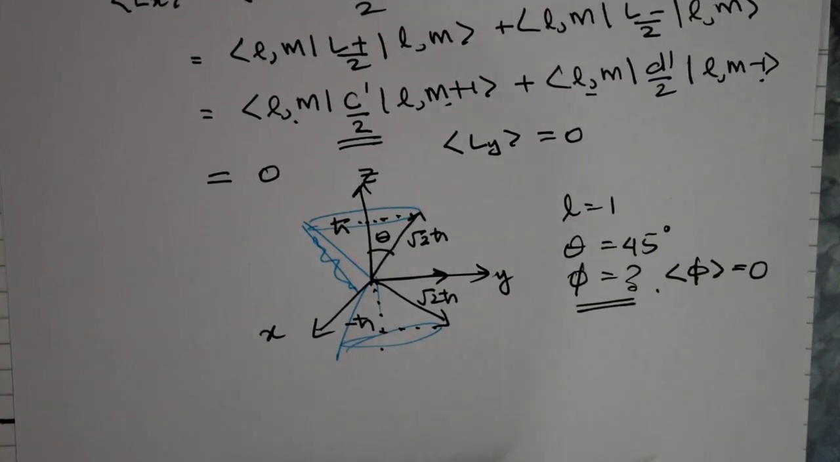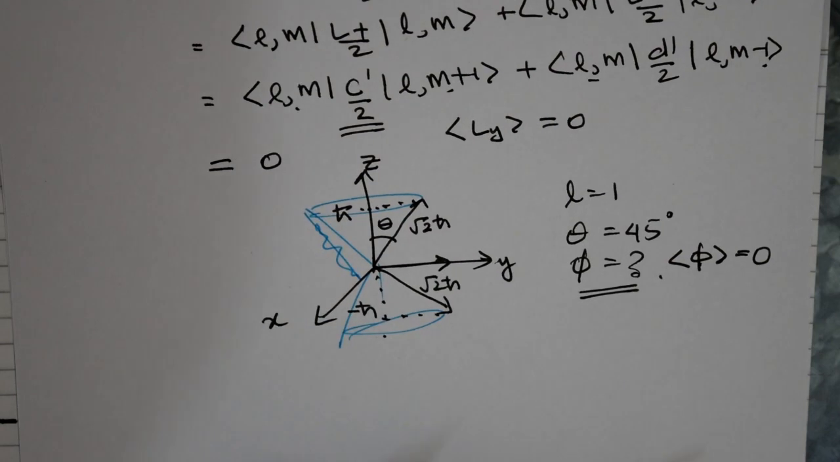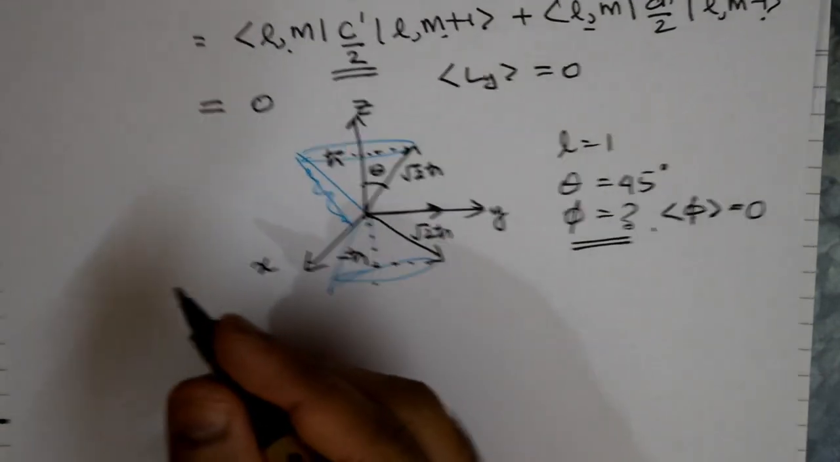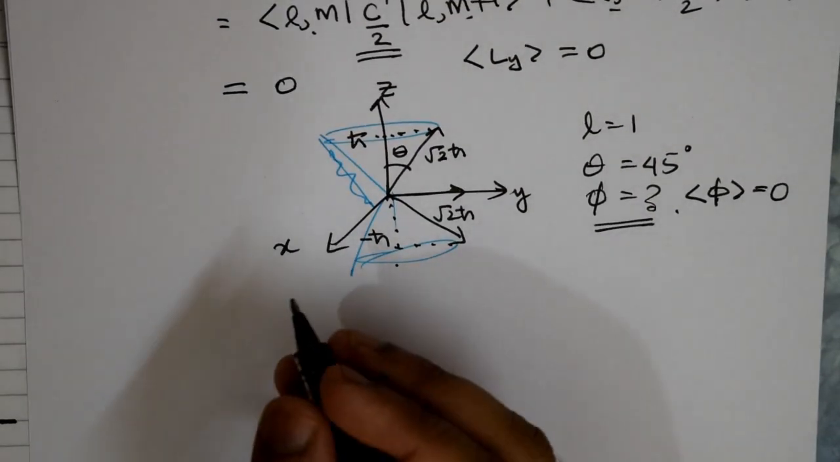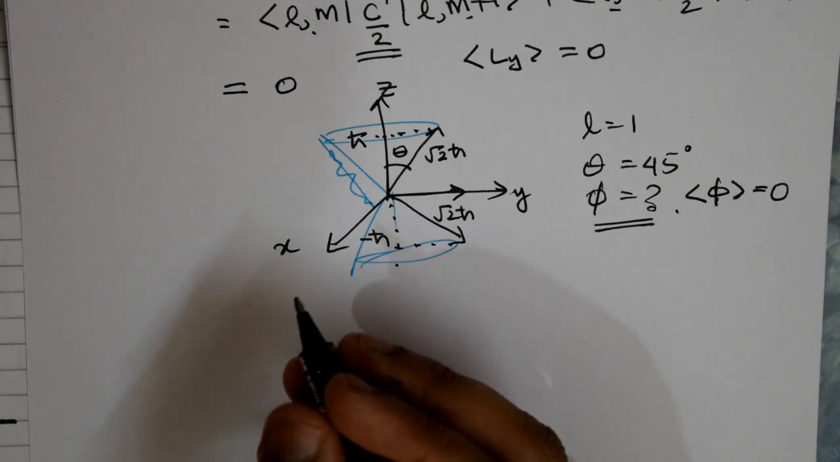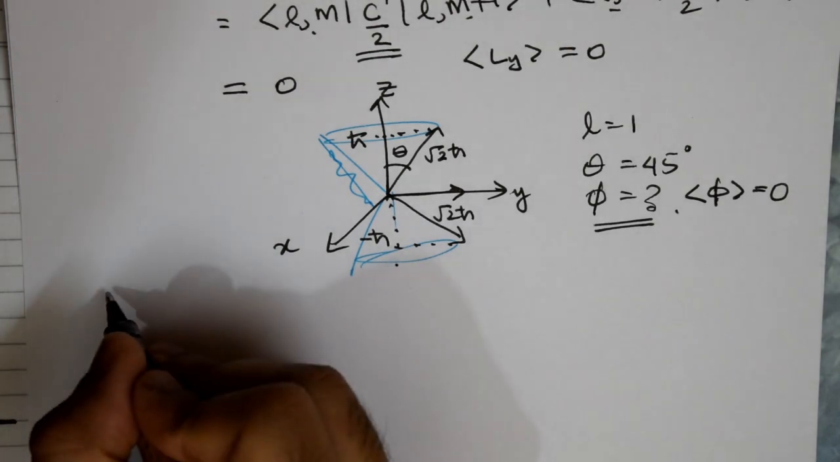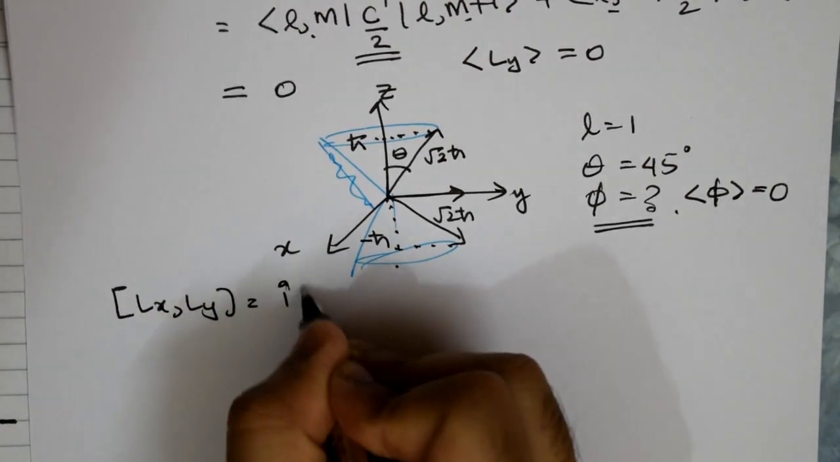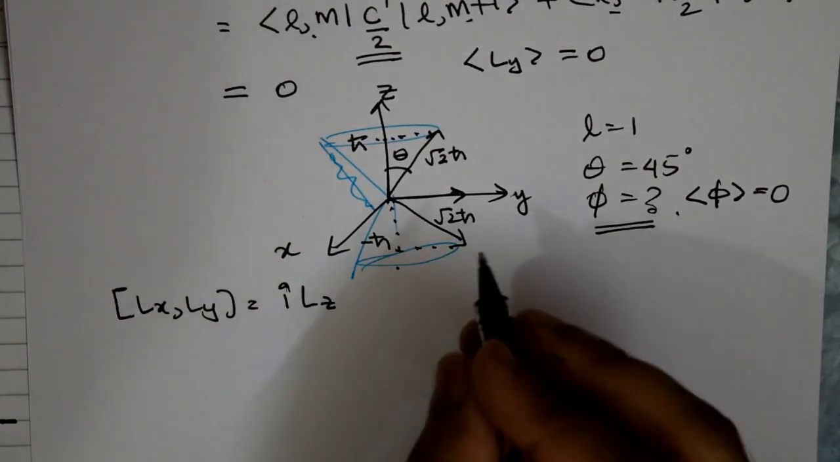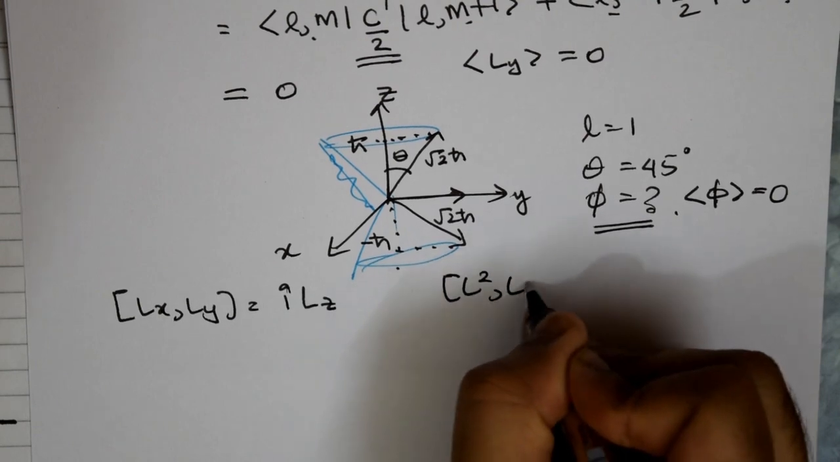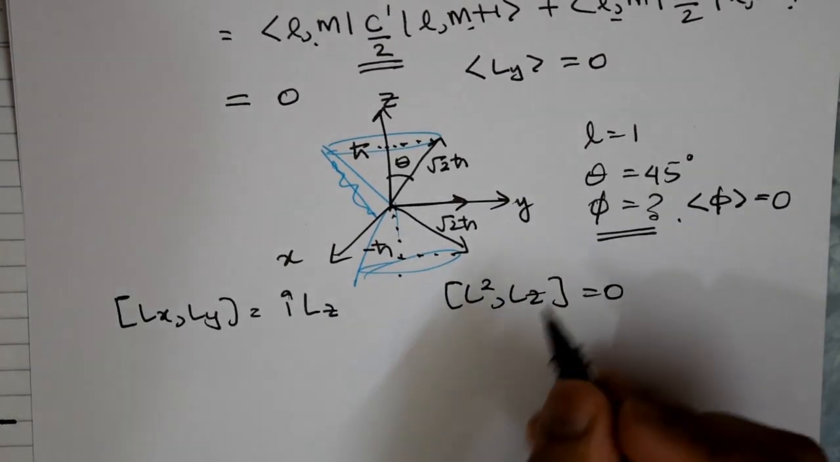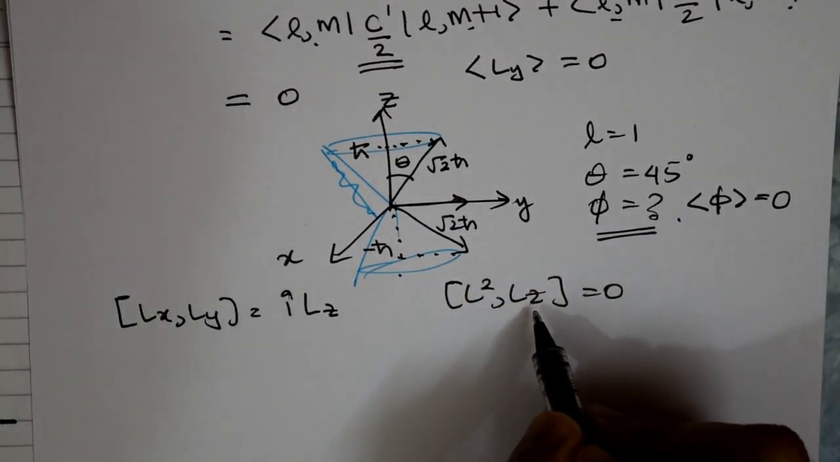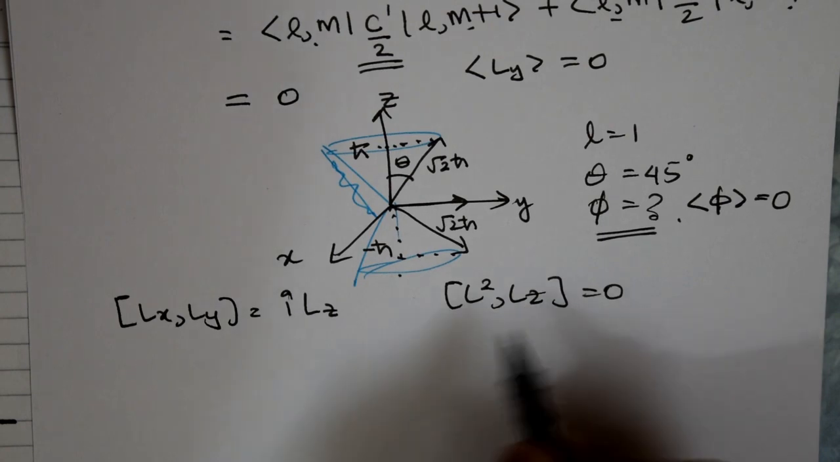This is very important because this comes back to us in terms of the Heisenberg's uncertainty principle. So what is it that we wanted to understand with the Heisenberg's uncertainty principle? When you have [Lx, Ly] given by iħLz, and [L², Lz] is equal to 0, this indicates that L² and Lz can be precisely determined but Lx and Ly cannot be.